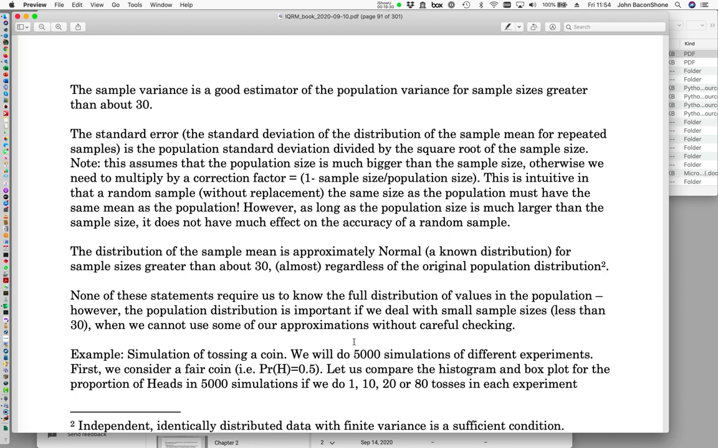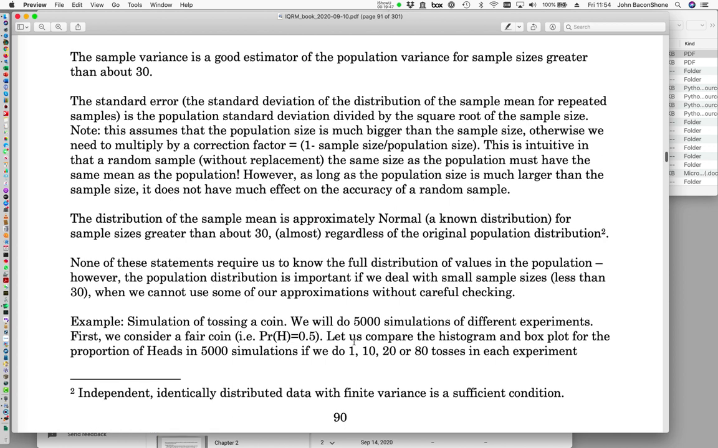Now that's really quite amazing, right? It says it doesn't really matter what the original distribution is, as long as our sample size is big enough, the sample mean converges on the same distribution. So you'll see that I've got a footnote here saying that independent, identically distributed data with finite variance is a sufficient condition for this. I'm not going to go into this in detail. We are generally talking about independent, identically distributed samples. Finite variance just means that the variance must not be infinite, right? So in any practical situation, the variance will be finite. So this is generally going to be true for any practical situation most of us will consider.